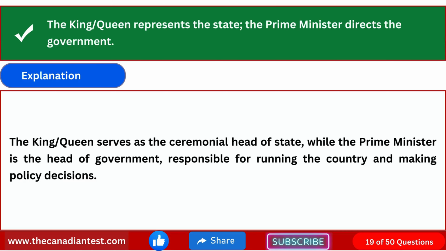The correct answer is, the King or Queen represents the state; the Prime Minister directs the government. Explanation: the King or Queen serves as the ceremonial head of state, while the Prime Minister is the head of government, responsible for running the country and making policy decisions.